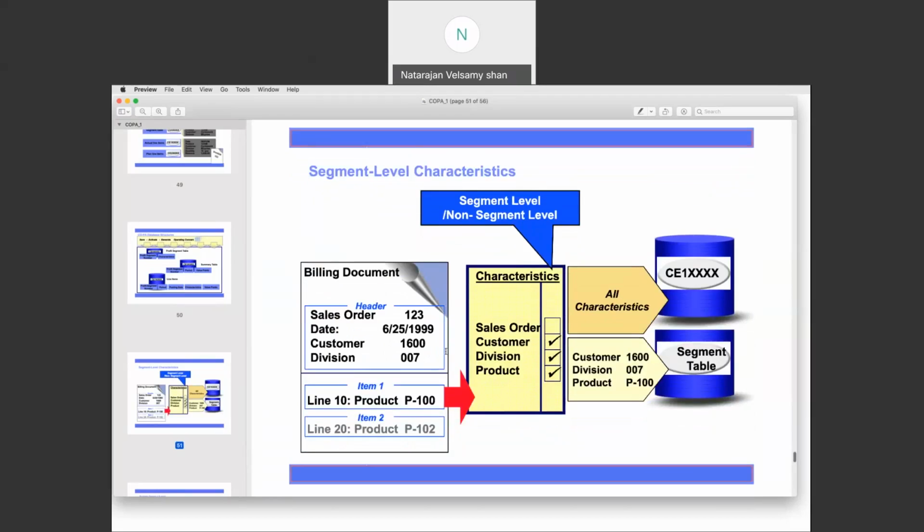Segment-level characteristics: which characteristics do we need at segment level? We can tick here, like customer, division, product. It is not ideal to tick the sales order, because each sales order is unique for each transaction, and you will have a lot of line items. For a summary we need something that can be aggregated, right? So all characteristics will be in CE1, but only the selected characteristics will be in the segment table, CE3.